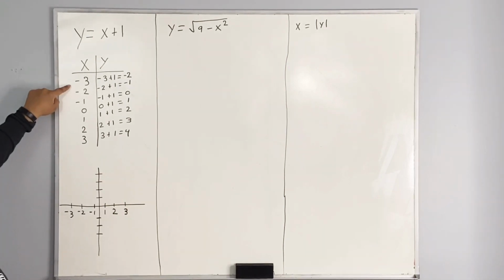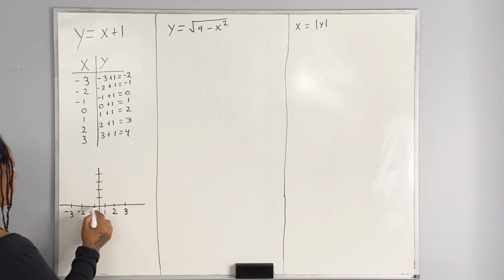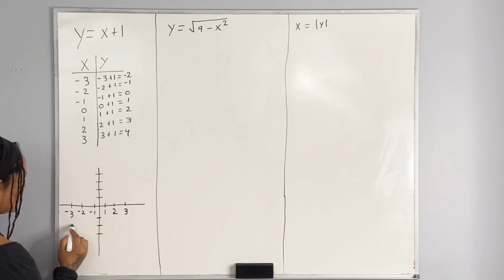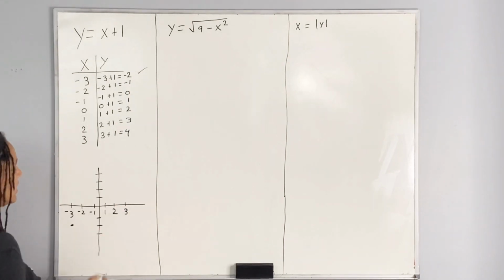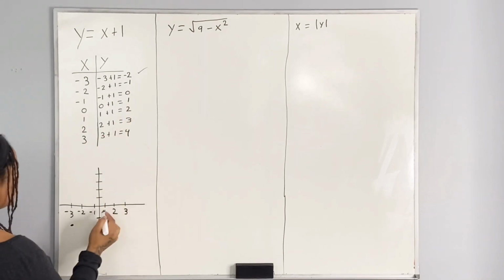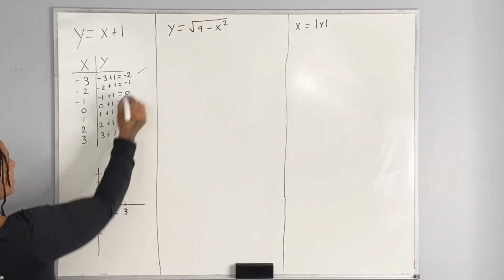Okay, so we go left 3 and down 2. So 1, 2, 3 to the left and down 2. So our first point will go here. Check it off. Okay, so now we go left 2 and down 1. So left 2 and down 1. So our second point will be here. I'm going to check it off.